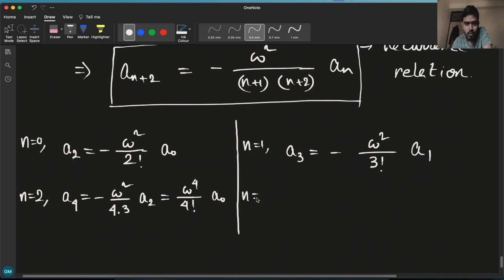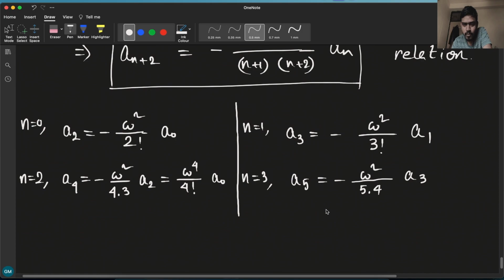Similarly, if I put n equals 3, then it will be a5 equals minus omega square, so it will be 5 times 4, a3. And now if I put the value of a3, then it will be minus minus plus, omega to the power 4 divided by 5 factorial times a1.